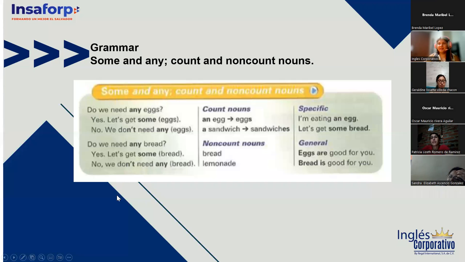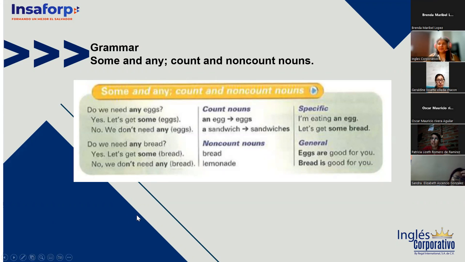Good. Okay, very good. Here we have the example about the questions that we have. Do we need any eggs? Si lo hacemos como pregunta, dice que podemos utilizar any. También el video explica que también podemos utilizar some, okay? Do we need some eggs or do we need any eggs? Como pregunta puede utilizar ambos, okay?